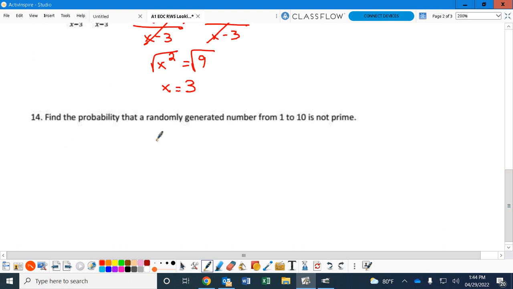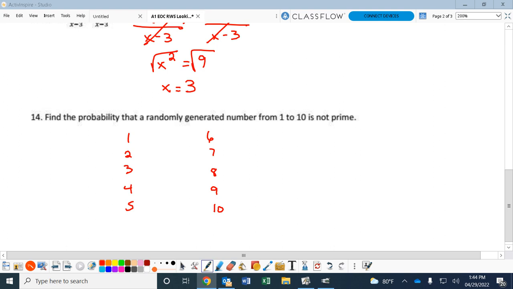Okay. Probability that a randomly generated number from 1 to 10 is not prime. So we need to go through the list: 1, 2, 3, 4, 5, 6, 7, 8, 9, 10. Prime numbers. Go through and look. Think which ones are prime. What makes something prime, guys? It can't be divided by anything but what? 1 and itself. There we go.